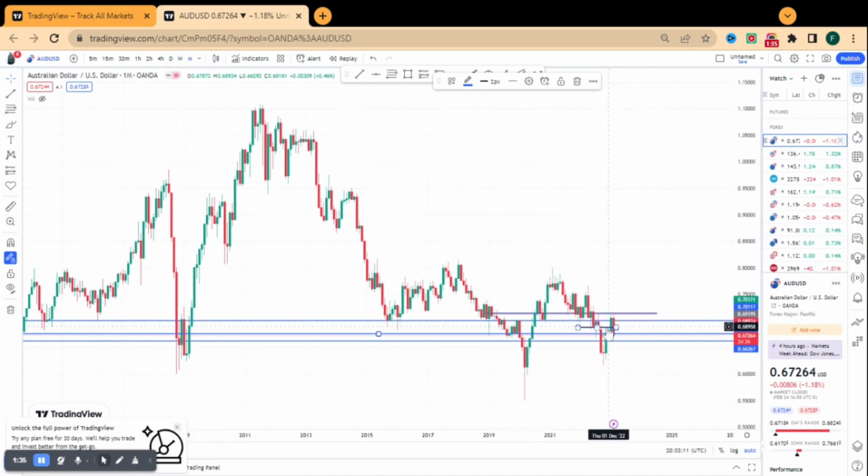As you can see here, last month, which is January, there is a bullish market. So AUD USD, starting from higher time frame to lower time frame, will be one of the pairs that I will be looking at this evening.